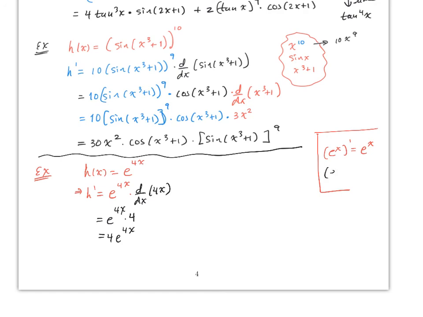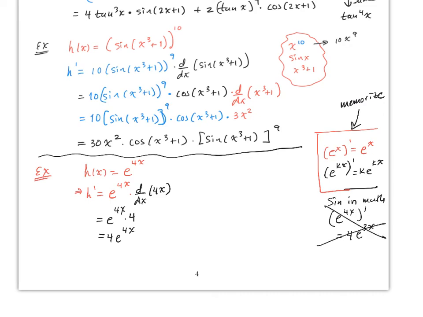So in general, if you have e to the kx, the derivative is going to be k e to the kx. Okay, so you should also memorize this and do not confuse that with the power rule. One of the biggest sins, so this is a sin in math, is to do this. If you have e to the 4x and you find the derivative, people do this, they say this is 4 e to the 3x, and this is a crime. You cannot do that. I mean, you can, but it's wrong.